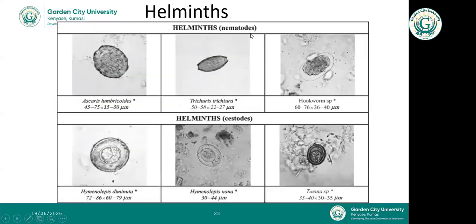So for helminths, we can have the nematodes and the cestodes. For the nematodes, we have Ascaris lumbricoides, Trichuris trichiura, hookworm. For the cestodes, we have Hymenolepis diminuta or nana, the Taenia species. In terms of size, they are not as large as the protozoans, although some of the helminths could be very large.